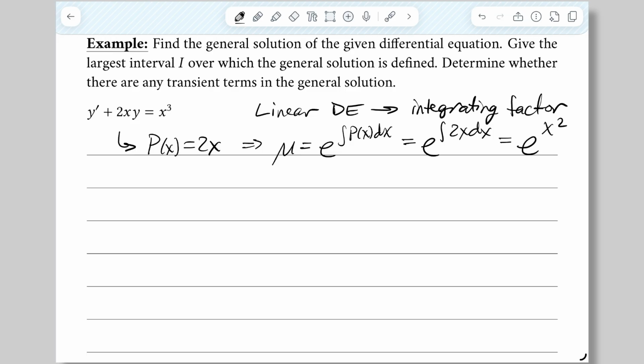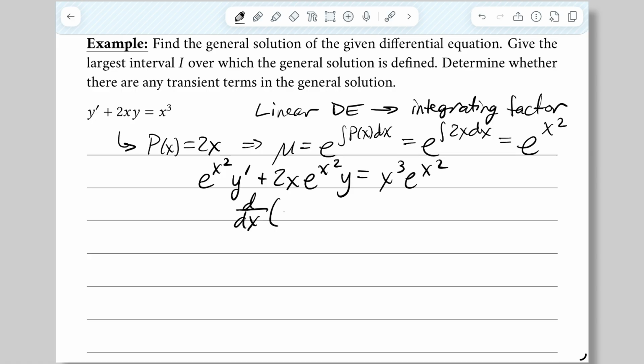I'm generally not going to go through the steps I'm about to do, but I want you to see the formal approach before I go to skipping some stuff here. We're going to multiply both sides by e to the x squared, and we end up with e to the x squared y prime plus 2x e to the x squared y is equal to x cubed e to the x squared. Now the left-hand side can be considered to be the derivative with respect to x of e to the x squared times y.